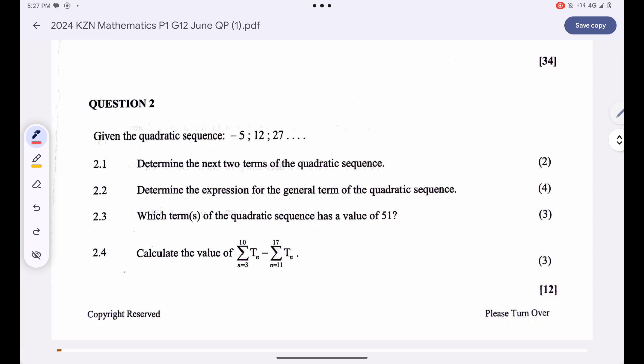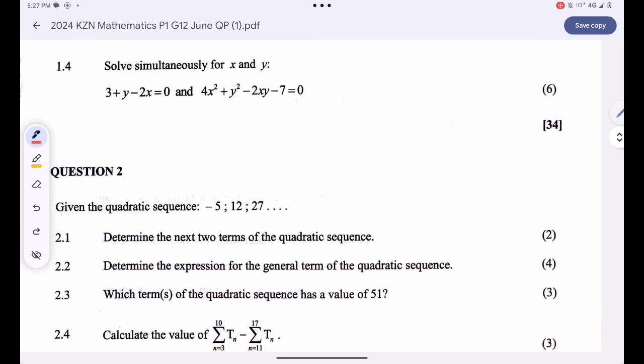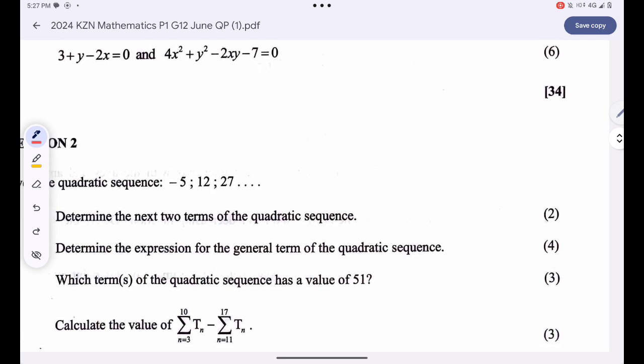Okay, we are given a quadratic sequence. They want us to determine the next two terms of our quadratic sequence. Remember, guys, a quadratic sequence is a sequence that has two differences. The first difference is arithmetic, whereas the second difference is constant.